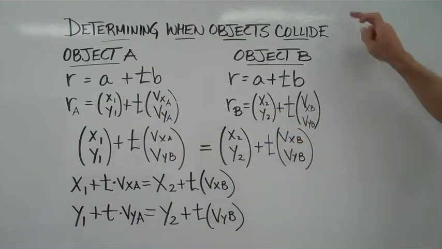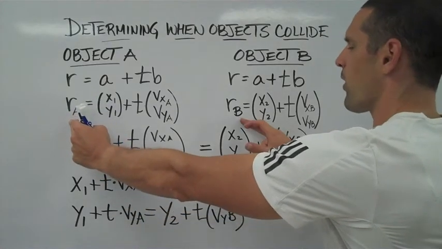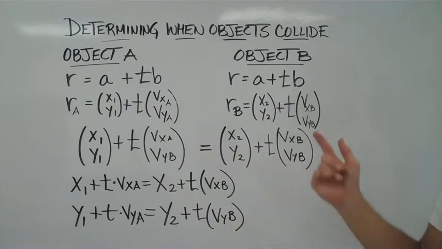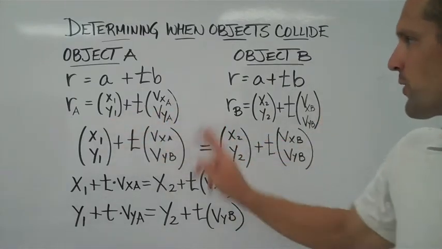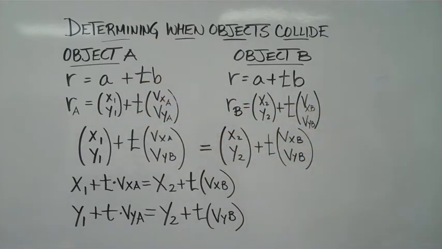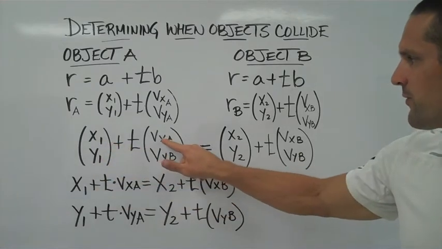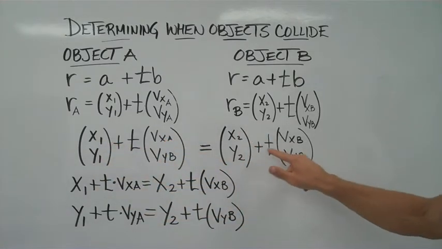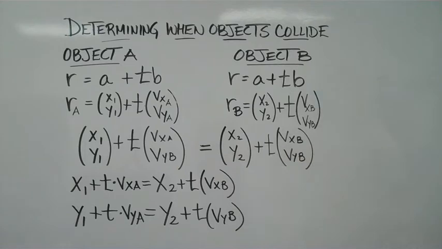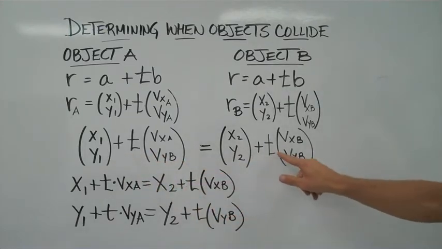Well, we're asking, when do the objects collide? I set r of A equal to r of B, because if they collide, then the r vectors are going to be going to the same spot. In other words, the position vector of r is going to be the same. So I set this equal to this, and then I break it into its parametric form. x1 plus t times vxa is equal to x2 plus t times vxb, and y1 plus t vya is equal to y2 plus t vyb.